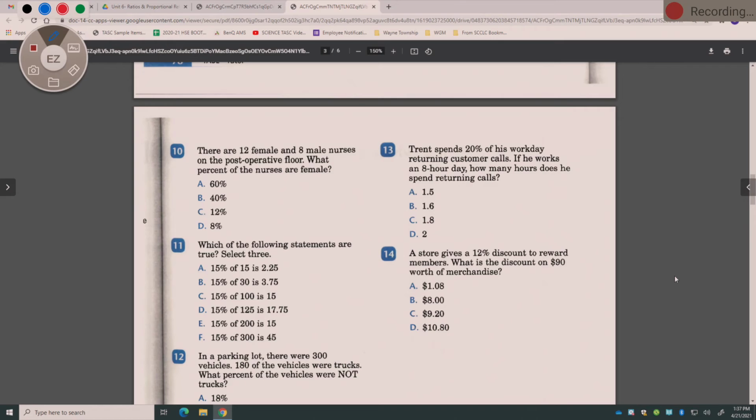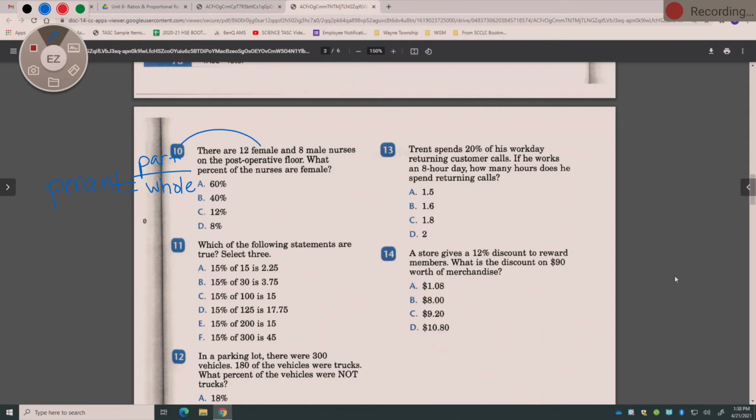There are 12 female nurses and 8 male nurses on the post-operative floor. What percent of the nurses are female? Well, remember, percent equals part divided by the whole. So we want to figure out what percent of the nurses are female.